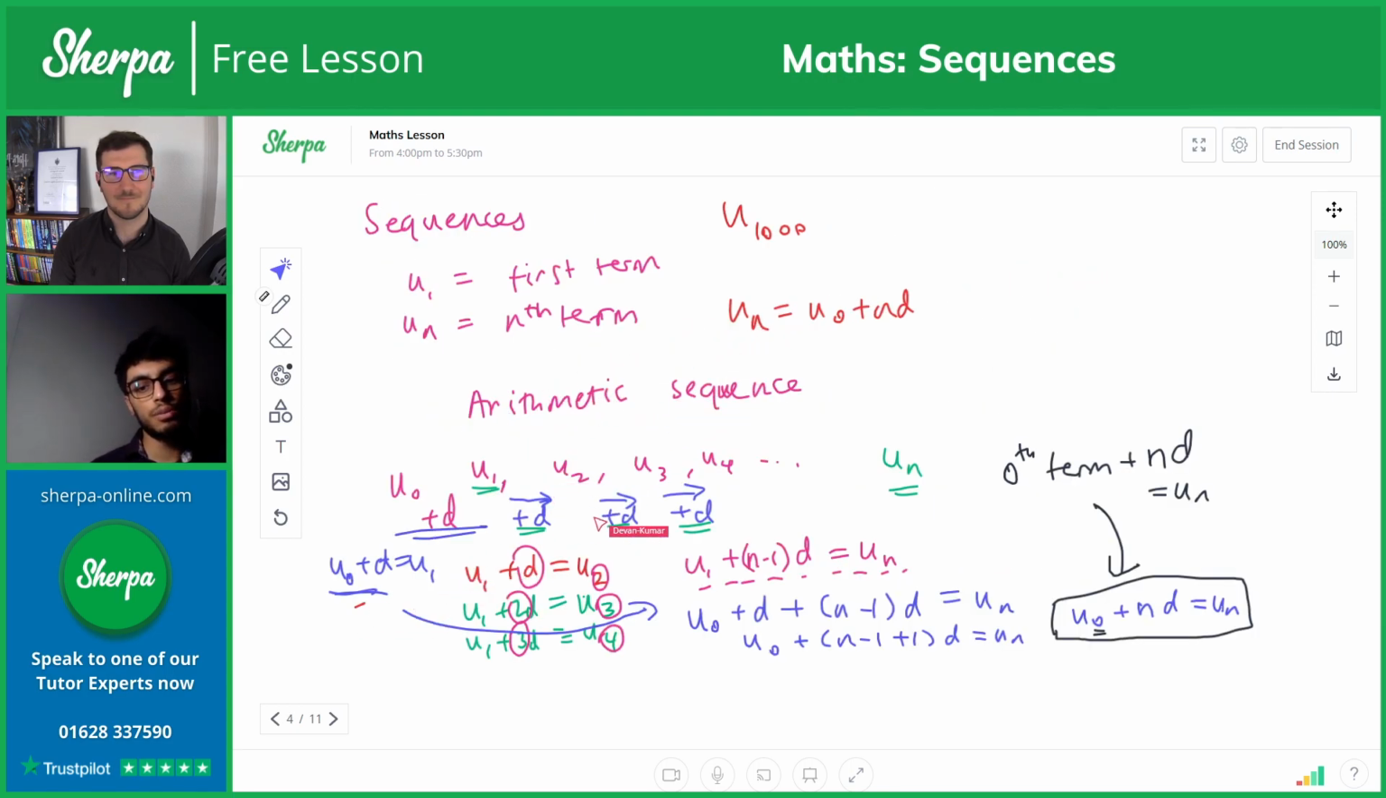This is talking about a general arithmetic sequence. So in a general sense, if we replace this n with 1,000, it would be u0 plus 1,000d. In words, it would be the 0th term plus 1,000 times the common difference.